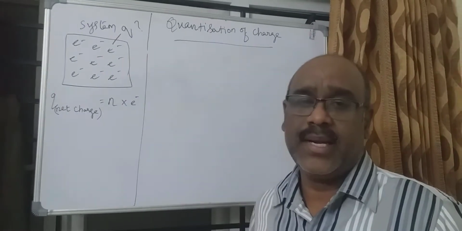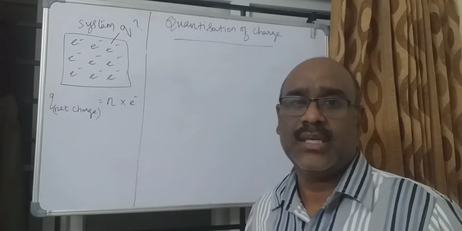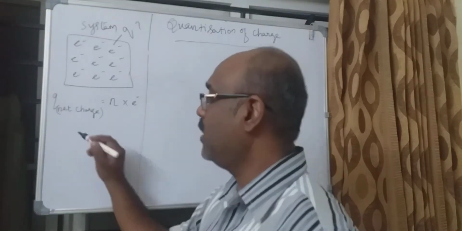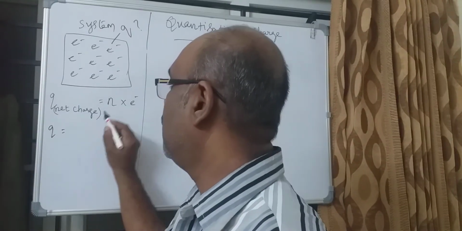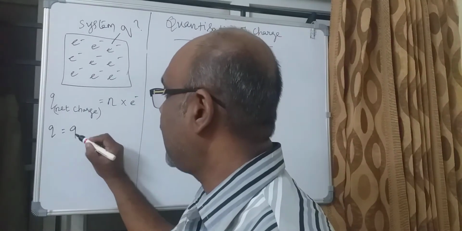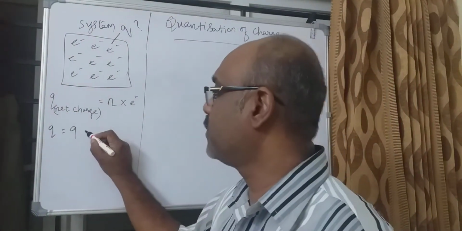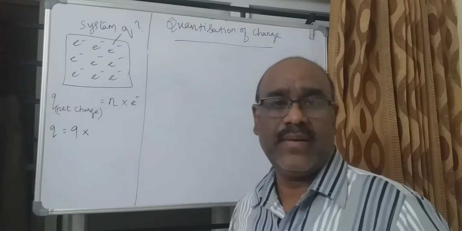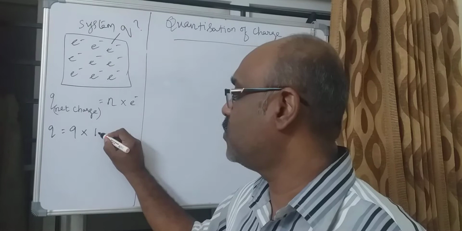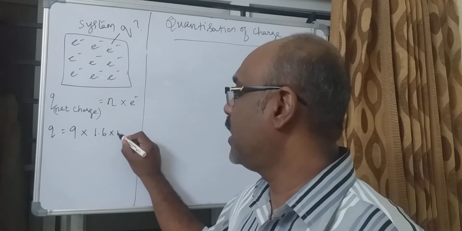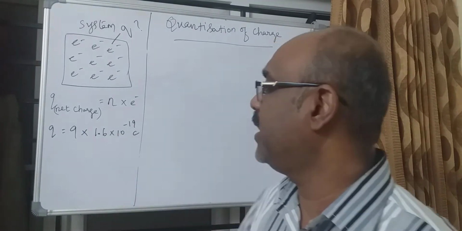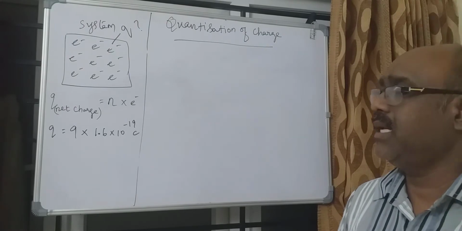So let us now find what is the net charge that is present in this system using the quantization formula. So where Q is equal to, for N it is 1, 2, 3, 4, 5, 6, 7, 8, 9. So 9 electrons are there. So 9 into, we should know the value of the charge of a single electron, which can be given like this: 1.6 into 10 to the power of minus 19 coulomb.